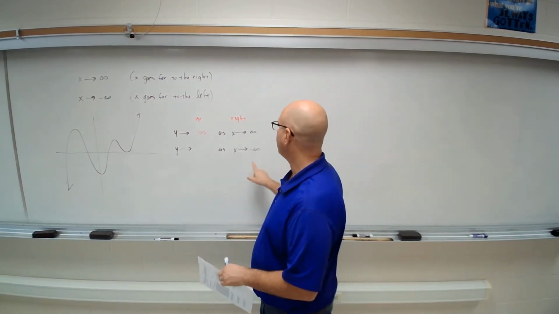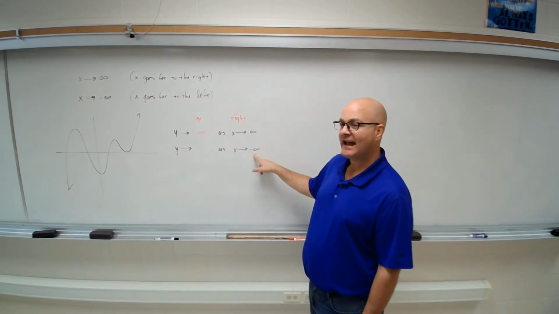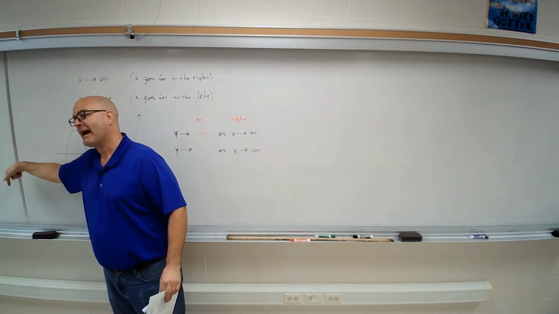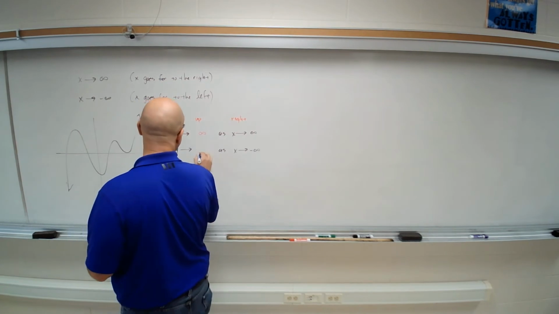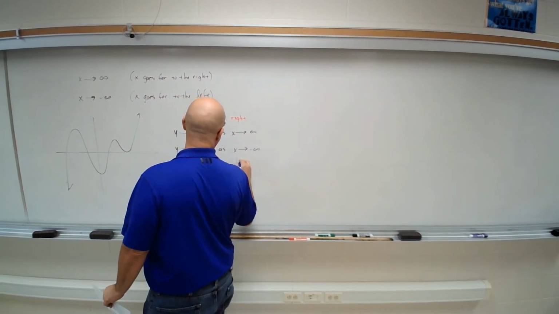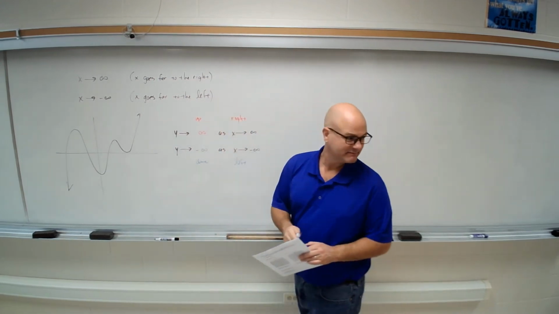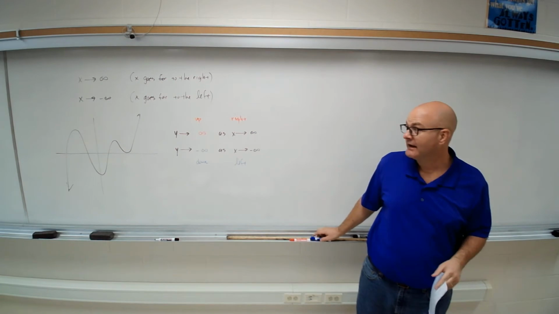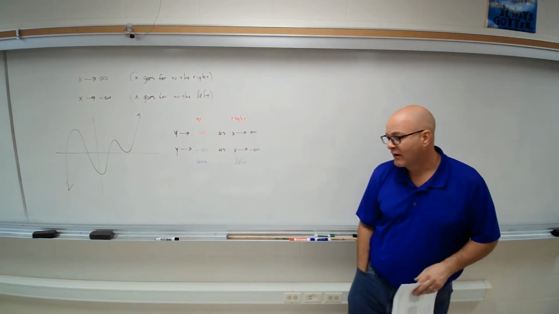And then down here, it's what happens as x goes to negative infinity. Well, as we go left, it goes down. So we would say negative infinity. So that means down as we go to the left. That's how you write those. Okay. That's sort of the traditional way of writing it.